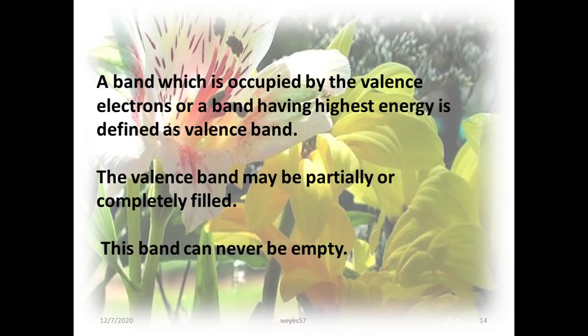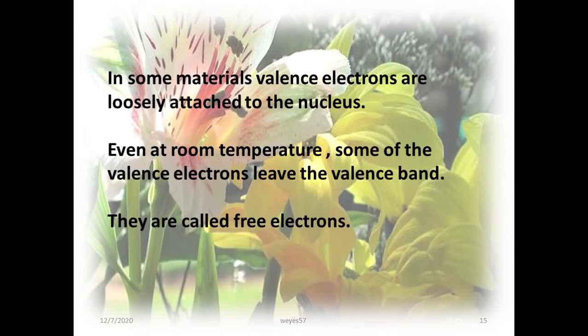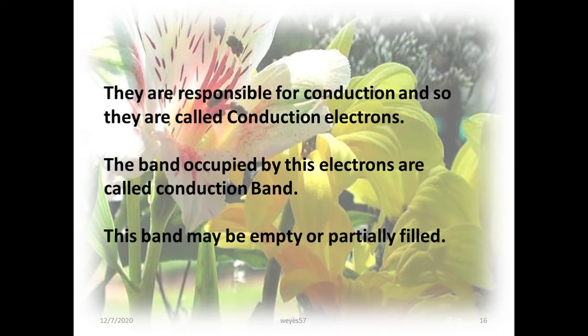The valence band may be partially or completely filled, but the band cannot be empty. In some materials, valence electrons are loosely attached to the nucleus, so even at room temperature, some of the valence electrons leave the valence band, and these electrons are called free electrons. These free electrons are responsible for conduction of electricity, or are known as conduction electrons. The band occupied by these electrons is called the conduction band. This band may be empty or partially filled.